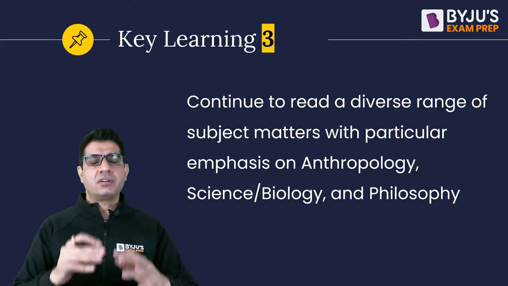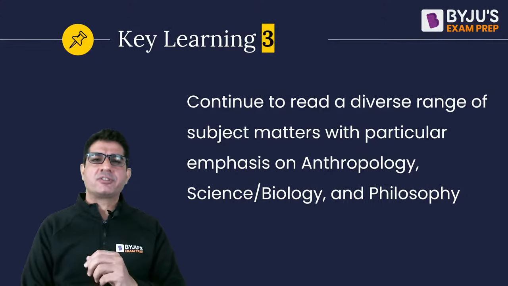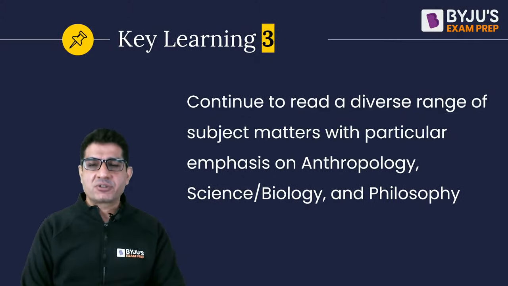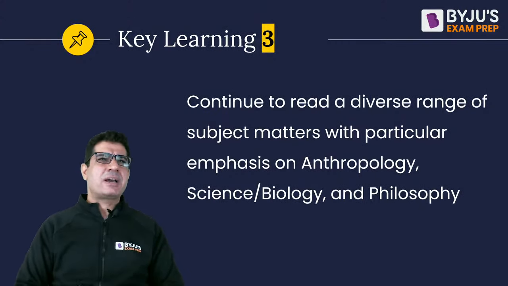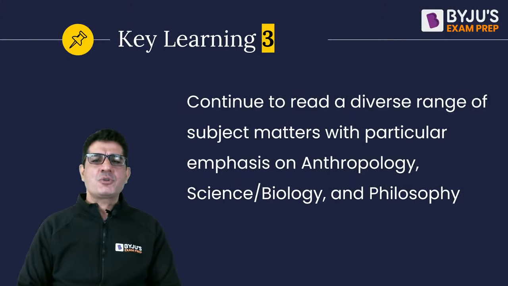And that is: continue to read a diverse range of subject matters. Make sure that your reading is very eclectic. So read books of different genres, read articles of different genres. We've already talked about the kind of sources to tap. We get a lot of passages from the New York Times, we get passages from Aeon Essays, we get passages from Smithsonian Magazine. A fairly large chunk of passages are actually book extracts or book excerpts. So make sure that you're also reading enough books.